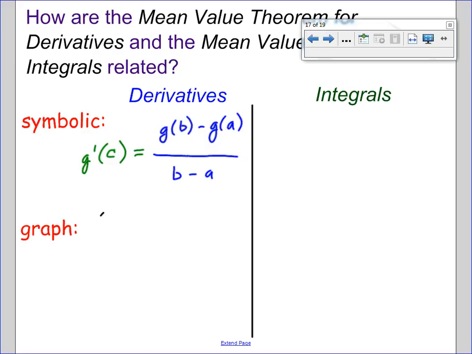Graphically, we want our slope of the secant line to be the same as the slope of the tangent line.